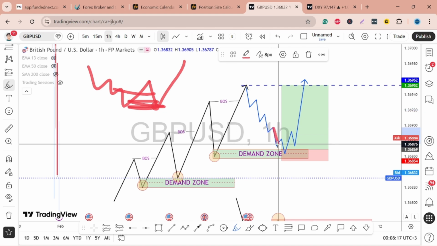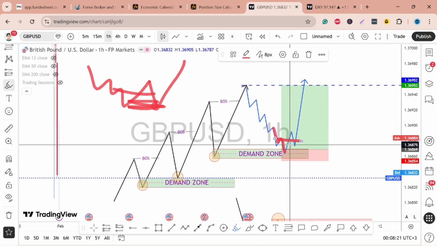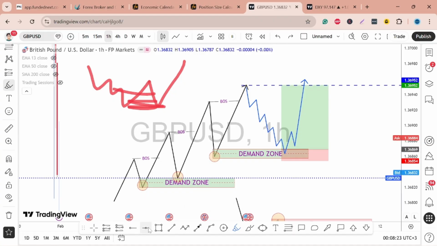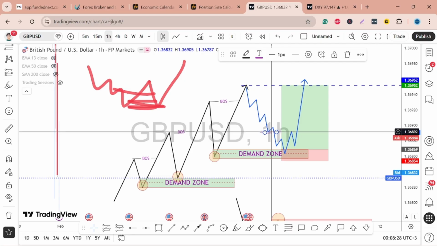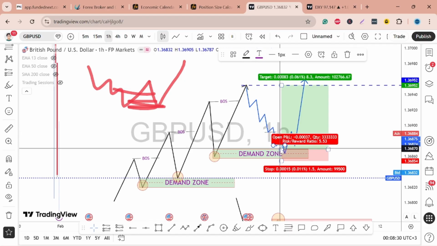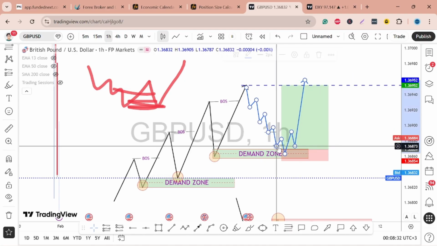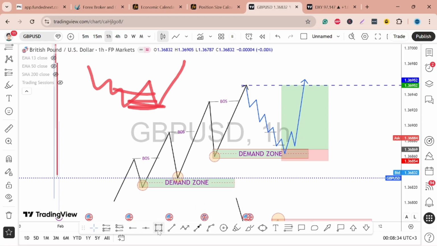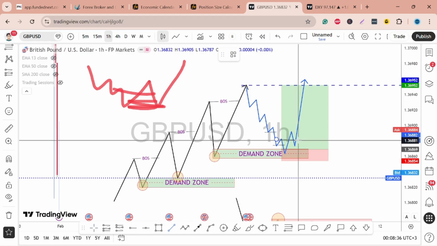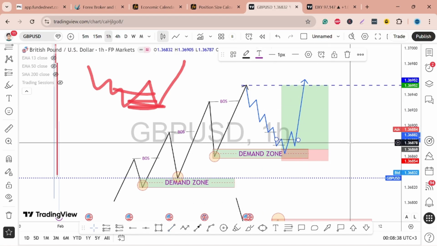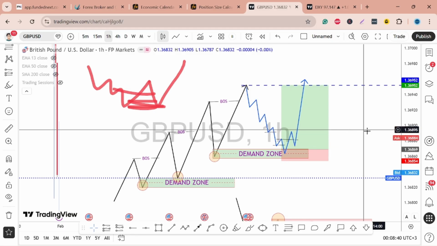So we have the market making lower highs and lower lows. This is the last, so let me mark it in a smarter way. Of course on this side we are also having a break of structure, another break of structure, then on the last structure here we have the last lower high. That is when we have the change of character.